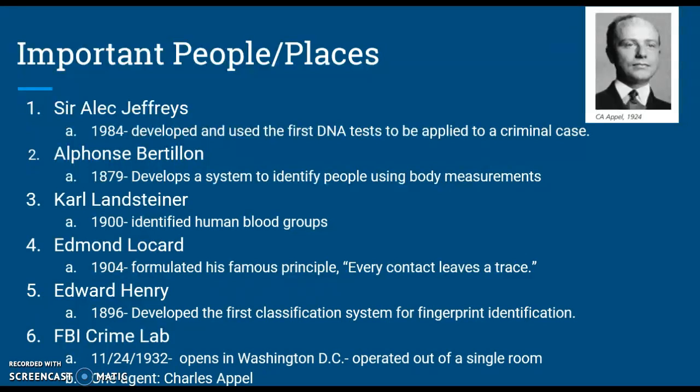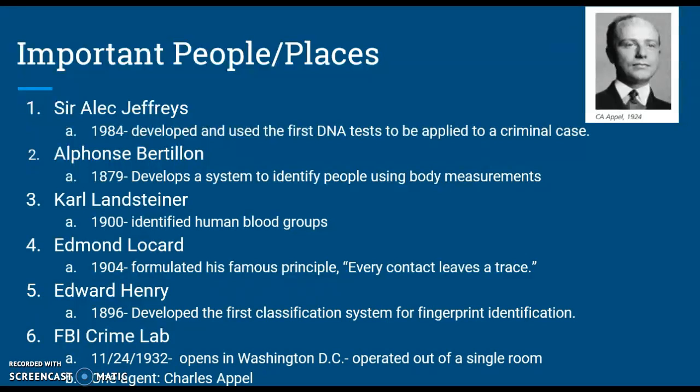Bertillon identified people using body measurements until the William West case, which we will get into in fingerprinting. Carl Landsteiner is kind of the blood guru. He found out everything about blood, so that we have different blood types, that we have Rh factors. Lockhart, like I said before, formulated his principle that every contact leaves a trace. Edward Henry developed a classification system for fingerprint identification so that we didn't have to search through every single fingerprint card.